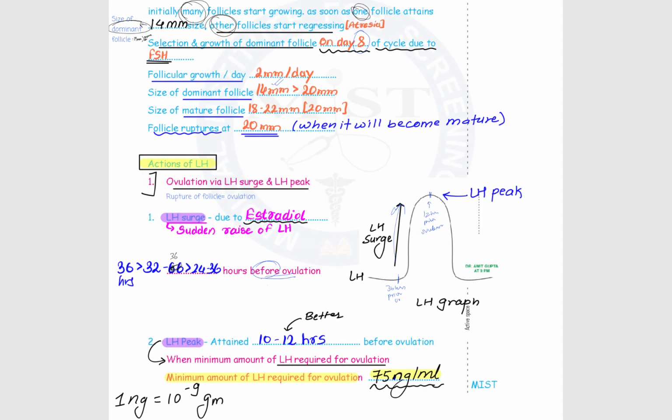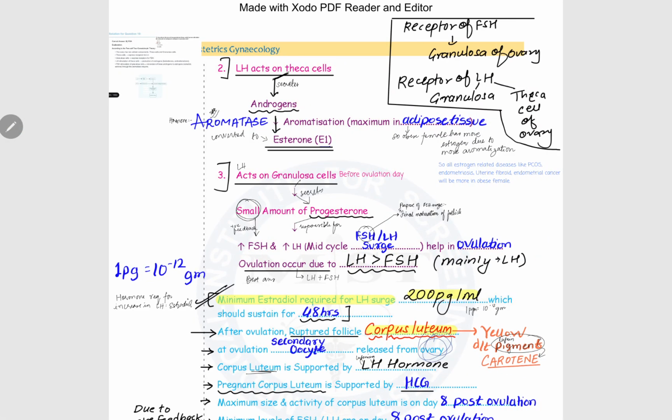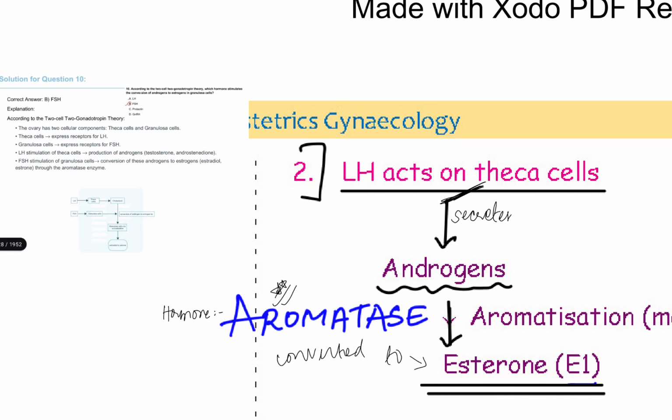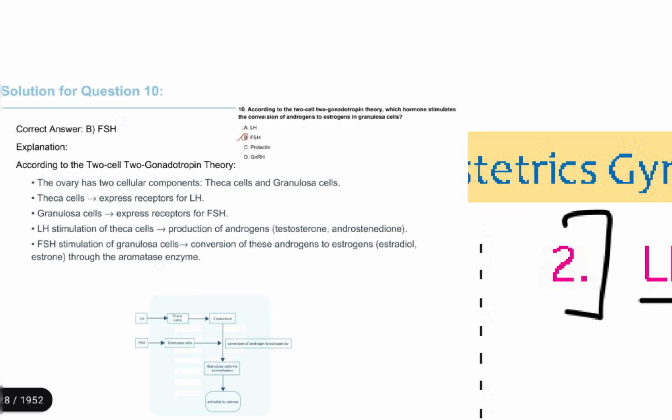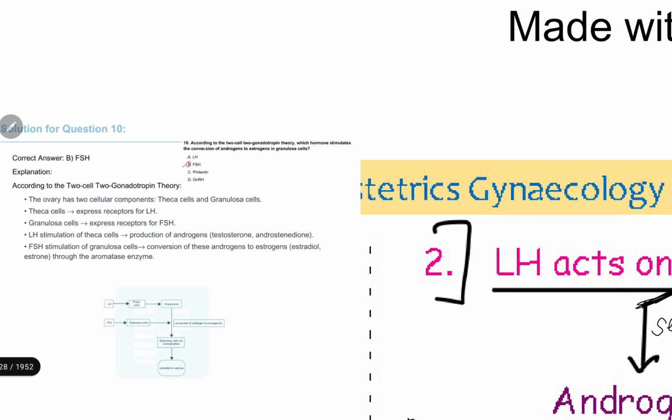Now, the first function of LH was ovulation by LH surge and LH peak. Second function, LH acts on theca cells. What do these theca cells do? We'll study a little bit from here. The ovary has two cellular components, theca cells and granulosa cells. Theca cells express receptors for LH, and granulosa cells express receptors for FSH. LH stimulation of theca cells leads to production of androgens. What are the androgens? Testosterone and androstenedione. Now, FSH stimulation of granulosa cells causes the conversion of these androgens to estrogens, which is estradiol and estrogen.